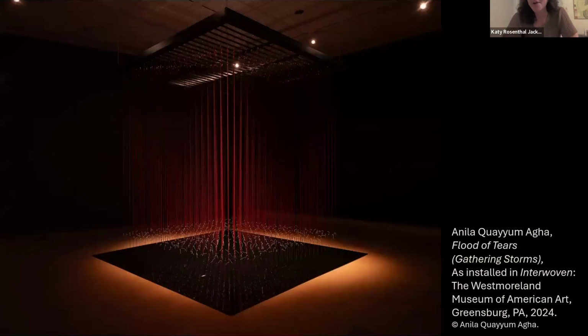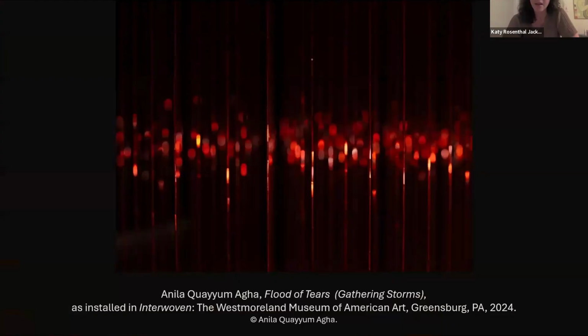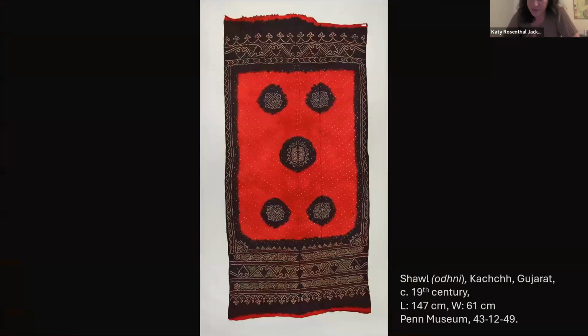scale. And this piece immediately reminded me of one of the textiles in the Penn Museum, the last one that I want to talk about with you tonight, which is a cotton head shawl called an odhni from Kutch in Gujarat in Western India. And it is patterned with a tie-dye technique called bandhani. And to me, there are some formal similarities that made me connect these two pieces in my mind.